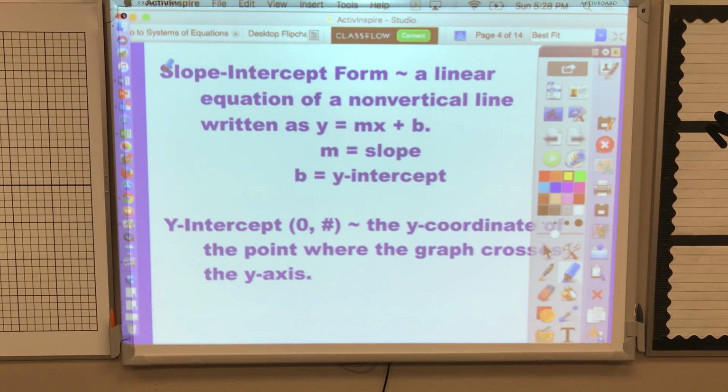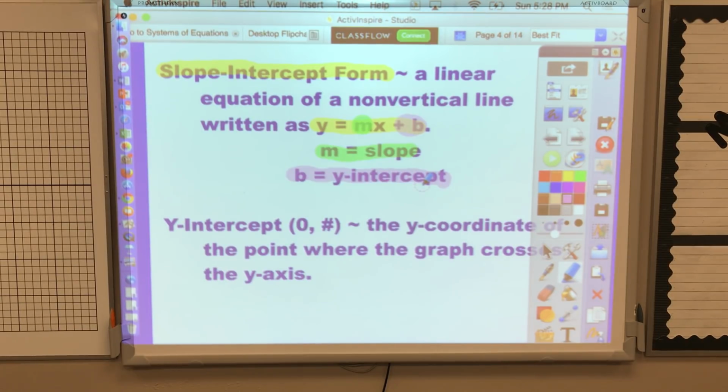Slope-intercept form is a linear equation of a non-vertical line written as y equals mx plus b, where the m is always representing your slope. M is always the slope, and it's that coefficient of your x term. And b is always representing your y-intercept, which is something you might have heard of before, but it's the new part when you compare this relationship to direct variation.